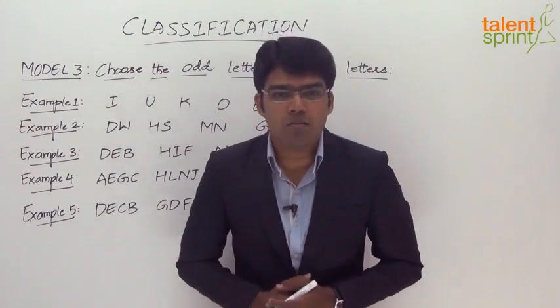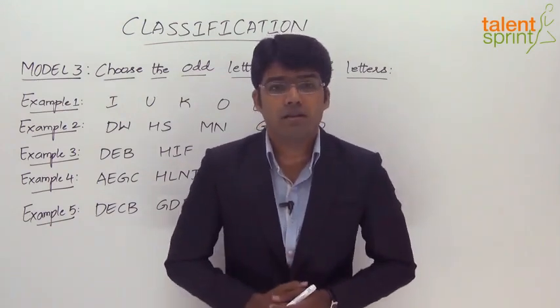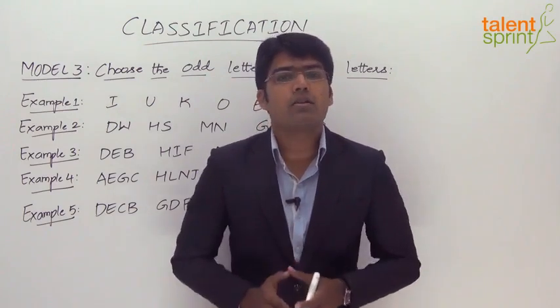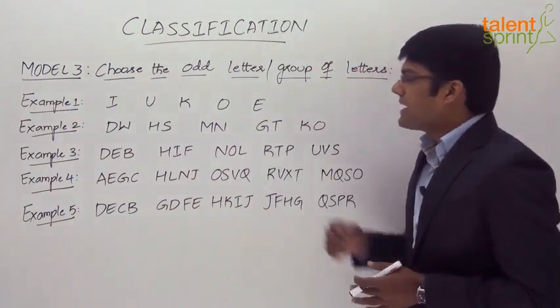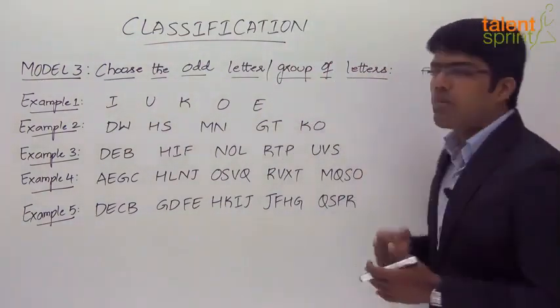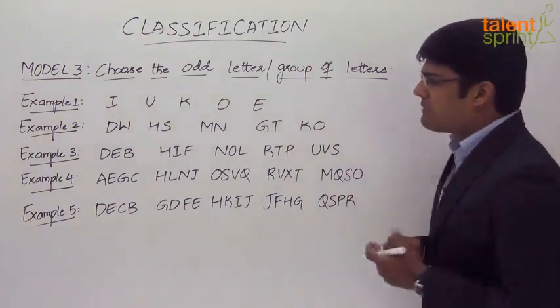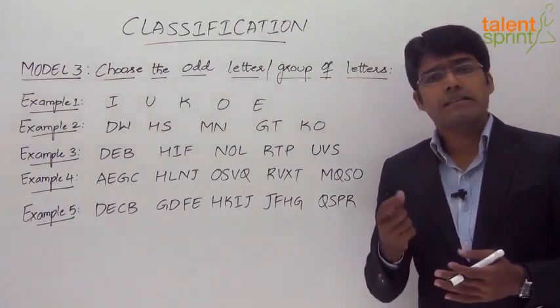Let us now take the third model from the topic of classification, where we shall look at questions based on finding out the odd letter or the odd group of letters. Let's look at the questions first. As you can see, the question says choose the odd letter or the odd group of letters. Here we have 5 examples where all the questions are based on letters.